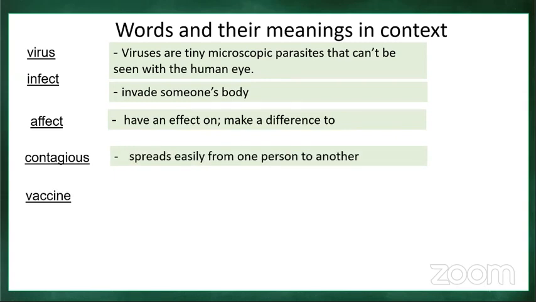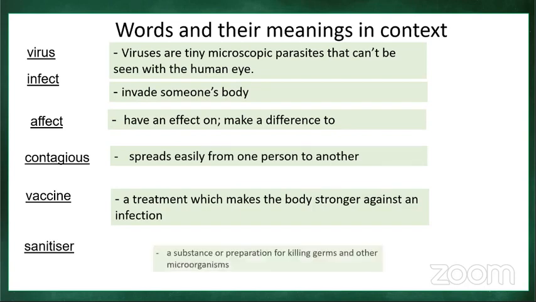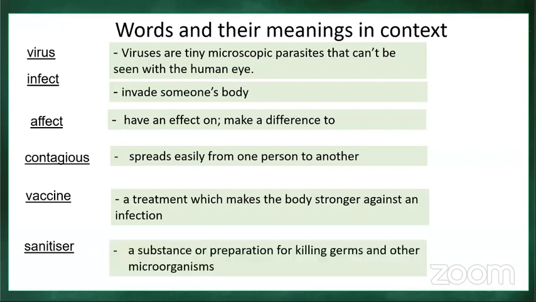A vaccine, what's a vaccine? A vaccine is a treatment, an injection, which makes the body stronger against an infection. And a sanitizer, a substance or preparation for killing germs and other microorganisms. And as Molly mentioned, they've got alcohol in them.